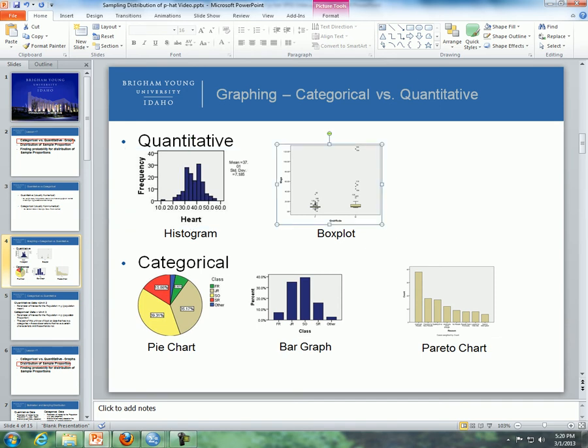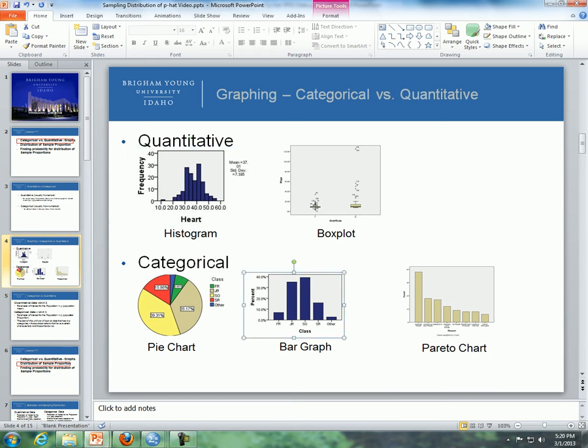With categorical data, there's 3 different types that are covered in the online textbook. First is the pie chart, then the bar graph, and then finally the Pareto chart, or we could say bar chart as well.